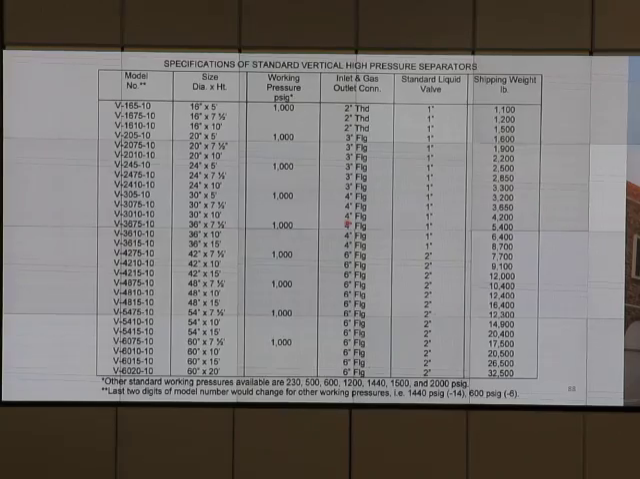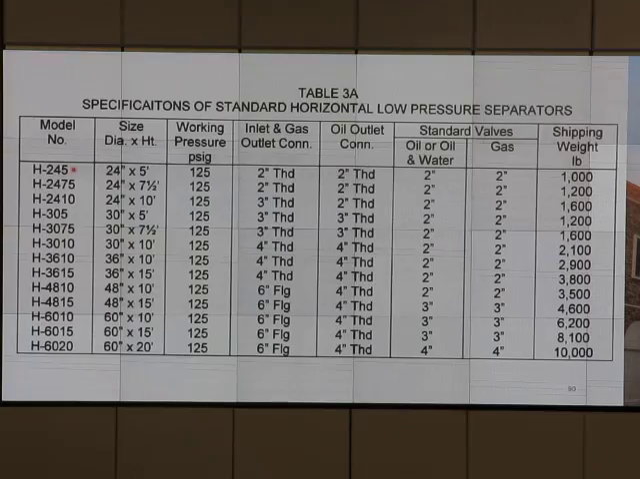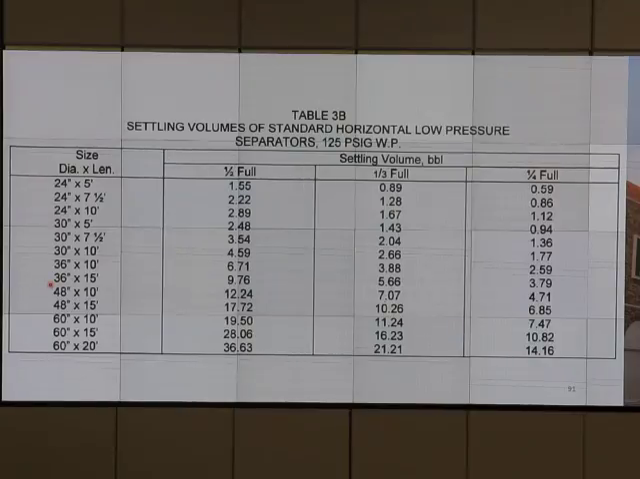This is a similar chart for different working pressure. It tells you the size. For the different sizes, if you check, the slenderness ratio will be about 3 to 4, not more than 5, because they designed it correctly already. The settling volume as V in that equation is here. Horizontal low pressure separator, H-dash-something is horizontal, right? So settling volume for half full, 1/3 full, 1/4 full is given.